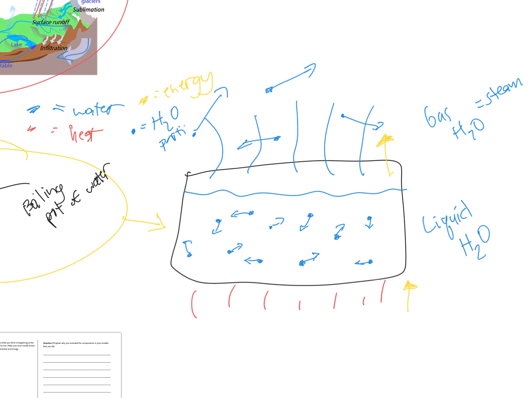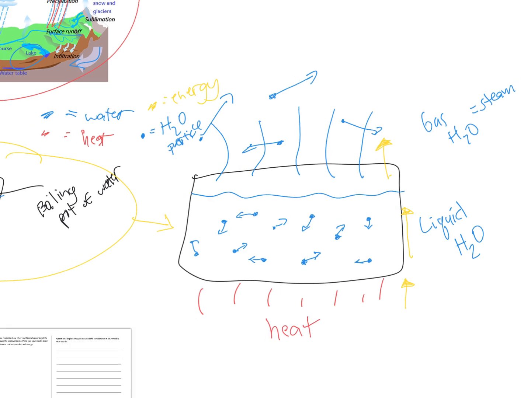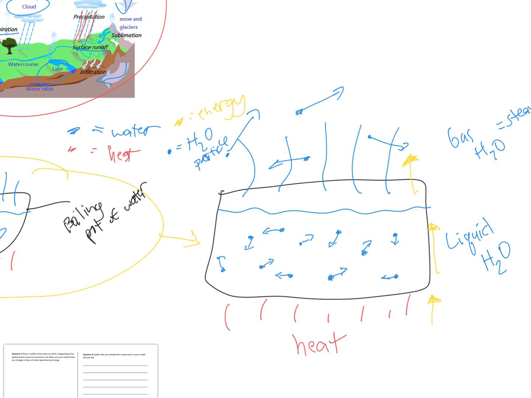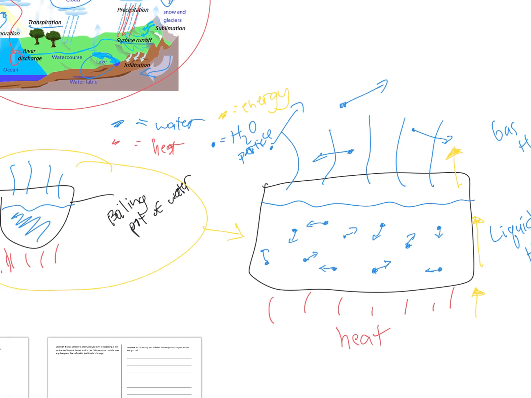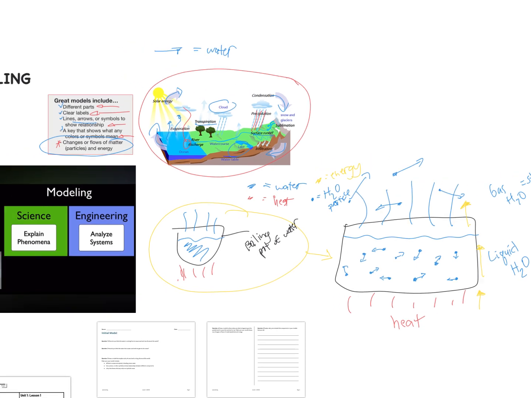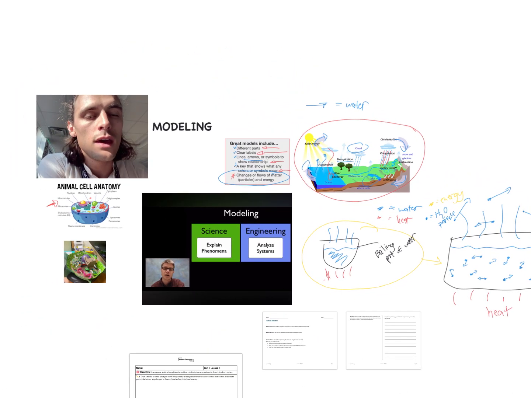And now I've shown some connection. I've shown how the energy is flowing. It's coming from the heat source, going into the water and then into the gas water, the steam. I've included here that these are particles. And I've also shown that the blue is water and the red is heat. So that is one way to model, and you'll do something like that in a moment.